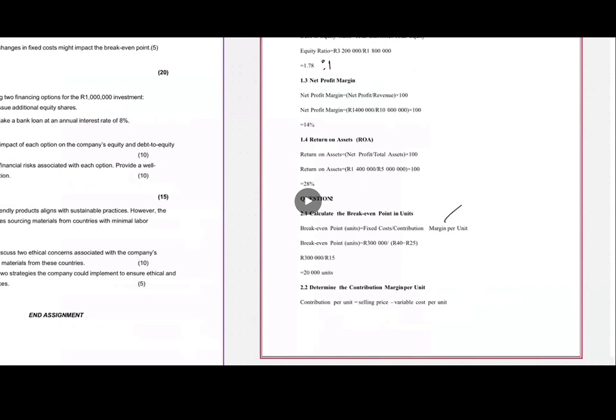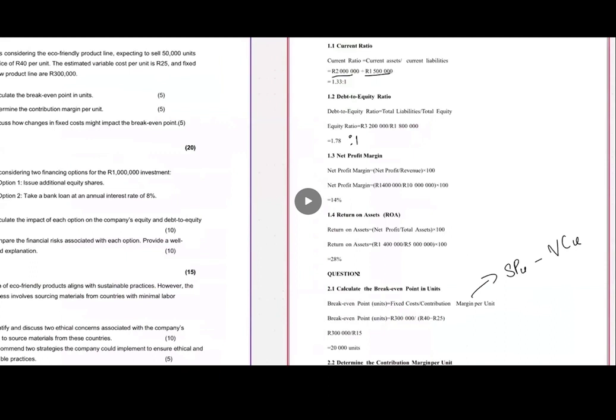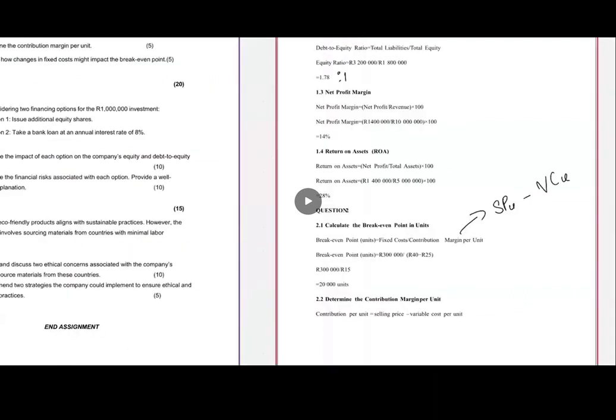So we were given our fixed cost as 300,000. We input that into our formula, divided by the selling price minus the variable cost per unit, which are 40 and 25 Rand. So that'll be 40 minus 25, which will give you 15. So 300,000 divided by 15 will give you 20,000 units. And that's your break-even point in units.